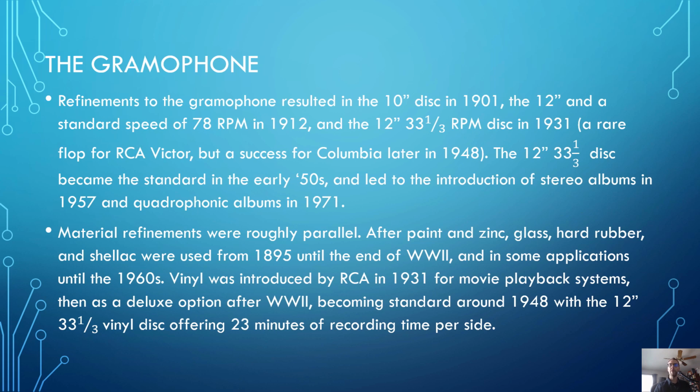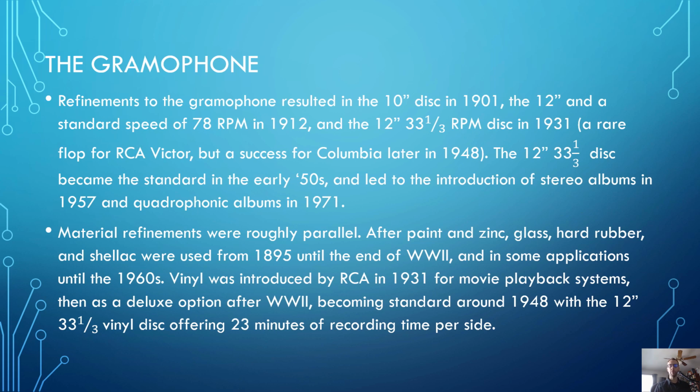The 12-inch 33 1/3 disc became the standard in the early 50s and led to the introduction of first stereo albums, where you would have sound coming from the left and the right in 1957, and then quadraphonic albums, where you would have front left, front right, back left, and back right channels in 1971.